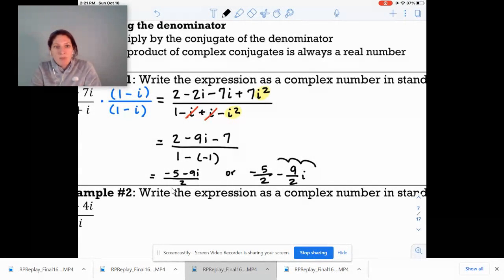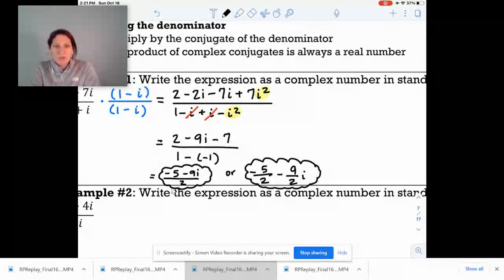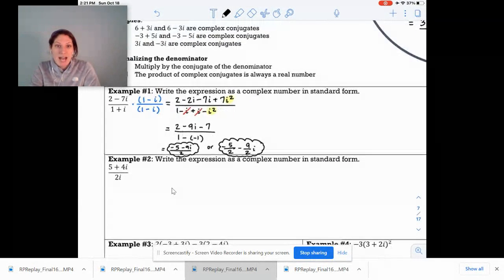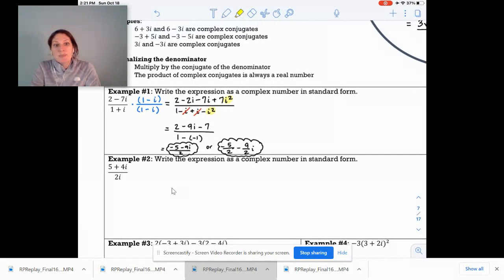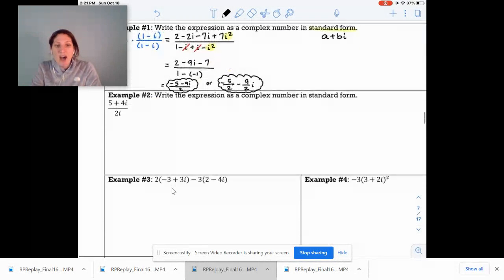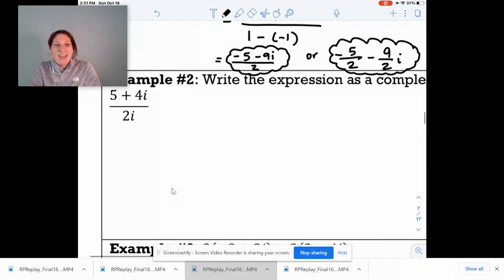On the next problem, you only have one term, whereas in example 1, we had 2 terms in the denominator. If you only have one term in the denominator and there's an i in the denominator, to simplify that, all you need to do is multiply the top and the bottom by i. So I'm going to do that on number 2 next. I'm going to multiply the top by i, and I'm going to multiply the bottom by i.